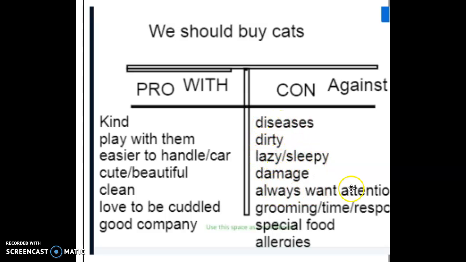they could damage things, they need attention, they need grooming, they need special food, they can cause allergies. And then quickly just write down what are arguments that people will write with it. They're kind, you can play with them, they're easy to care for, they're cute, clean, love to hug, and good company. So after you do your T-chart, and a T-chart is important because you want to see both sides of the argument, then you're going to go to your outline.